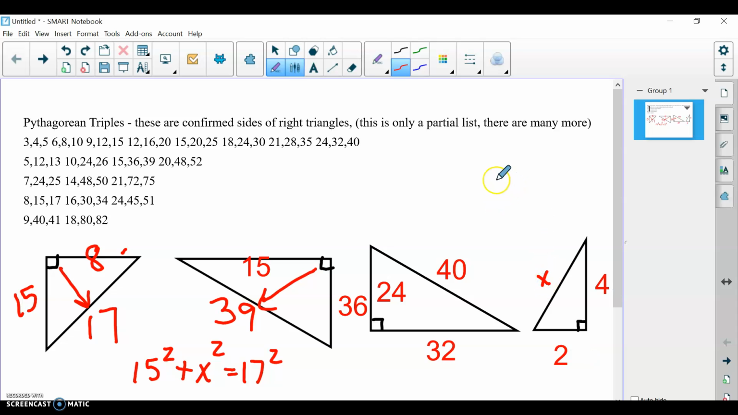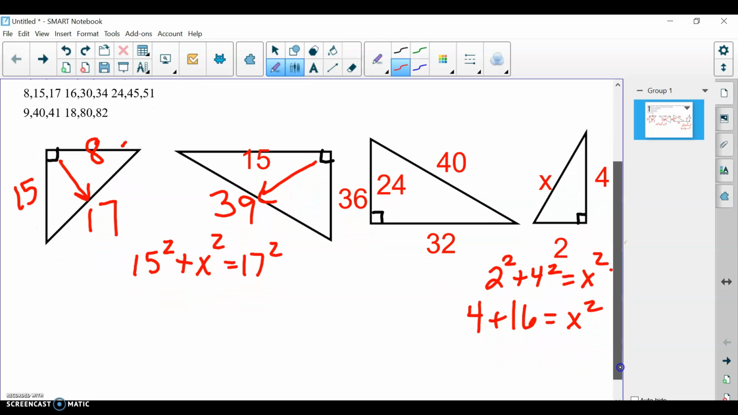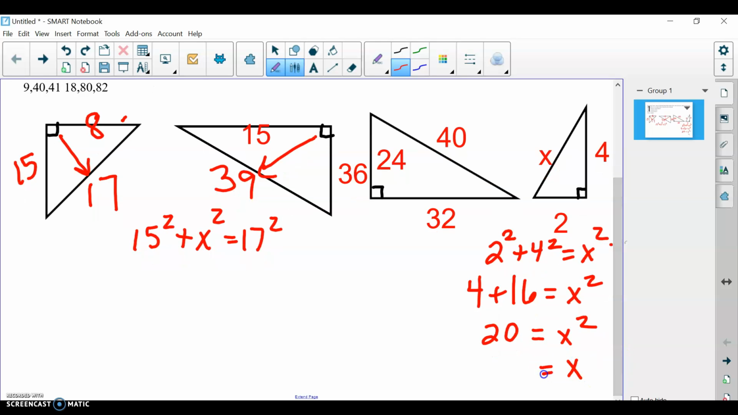So you would have to do 2 squared plus 4 squared equals x squared, and work that out, which we might as well practice here. So that'd be 4 plus 16 equals x squared. Then it'd be 20 equals x squared. And lastly, the square root of 20. Now the square root of 20 is a good answer.